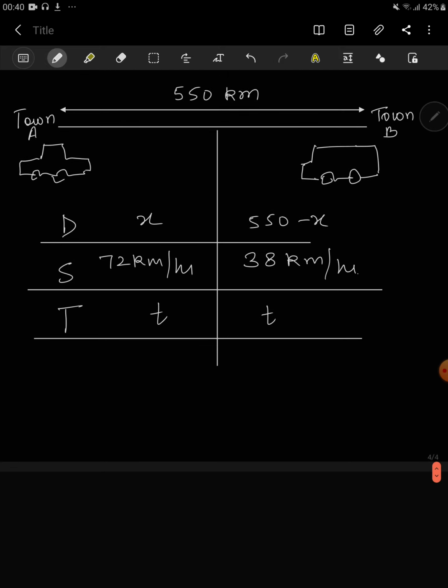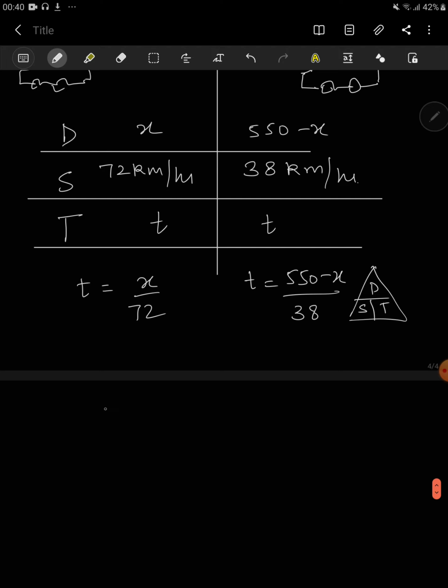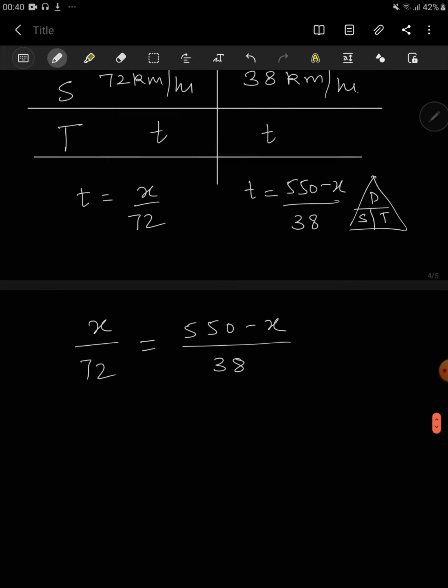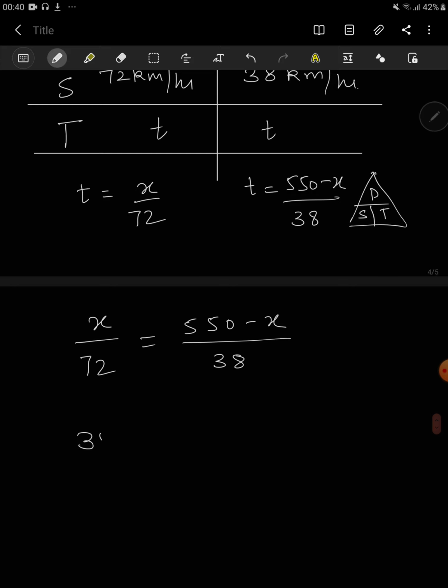Now we know all the three things. Very easy for us. Time here will be from the DST triangle. Again we use the same trick. Time is distance upon speed. So t will be equal to x upon 72, and here t will be equal to 550 minus x upon 38. Now solving it out, x upon 72 is equal to 550 minus x upon 38. Again, cross multiplication, 38x is equal to 72 into 550 minus x.